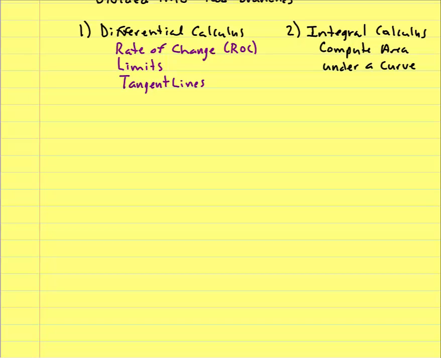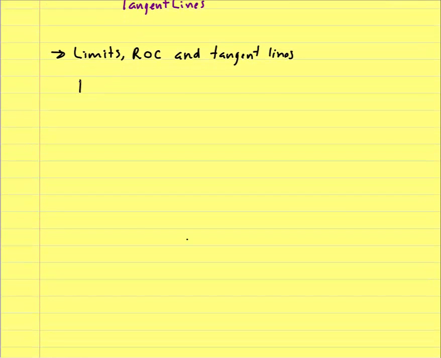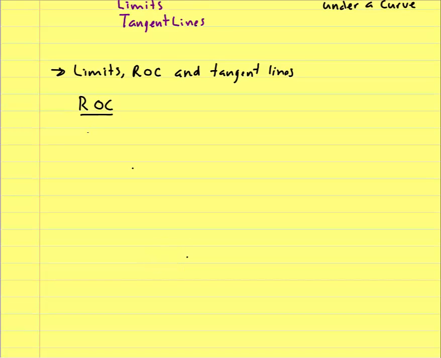So to get started, let's talk about limits, rates of change, and remember that's ROC, and tangent lines. All three of these ideas are very closely related. So let's go ahead and start with rates of change. Now, the idea of a rate of change builds on everything else. So once we have a rate of change, we can start building into tangent lines and limits as well. So a rate of change, just as a quick overview, is the relationship between two changing quantities.